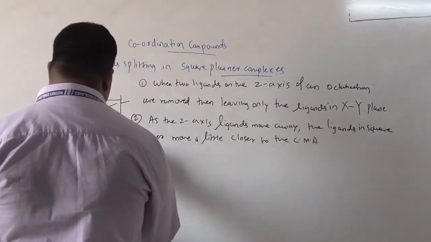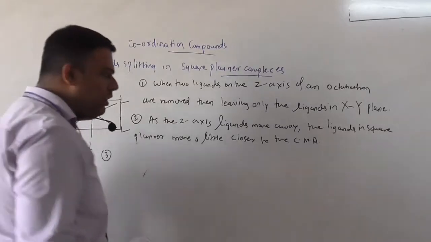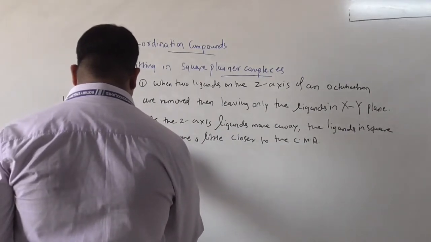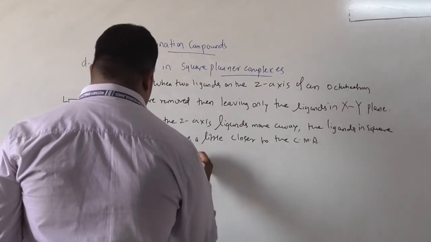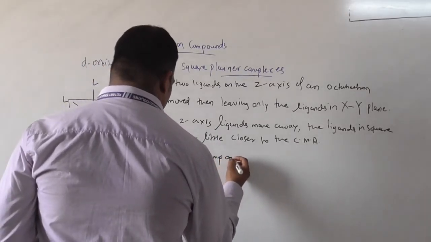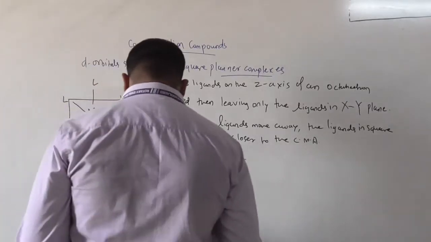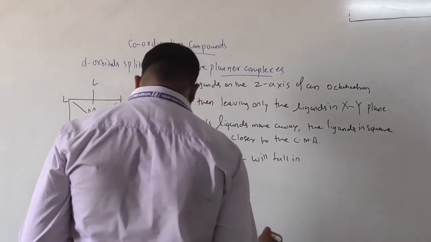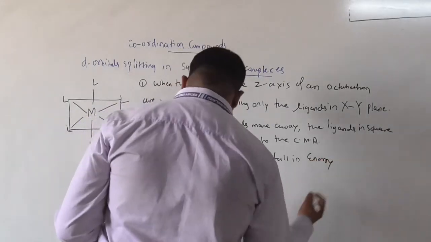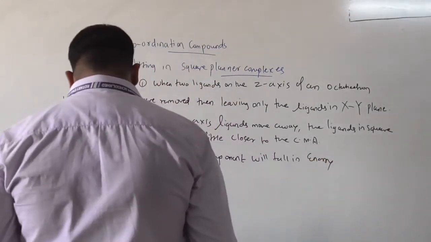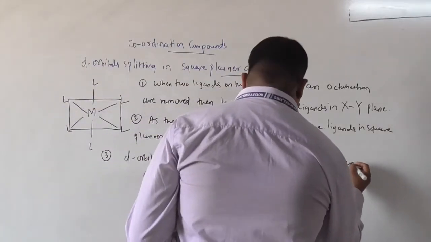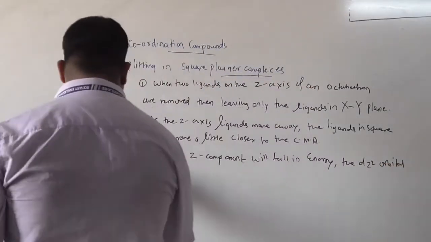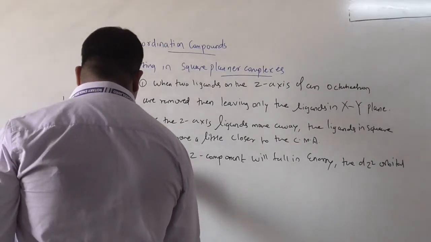Now we will discuss the third point, very much important. As the ligands move away along the z-axis, what will happen? D orbitals with z component will fall in energy. The dz square orbital falls the most.